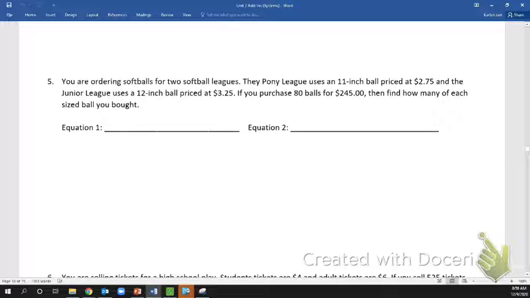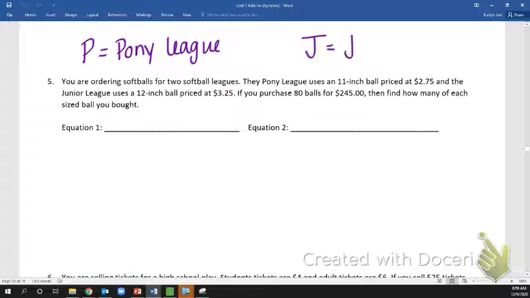So I need to know how many Pony League balls we need and how many Junior League softballs we need. So I'm going to use P for the Pony League. And I'm going to use J for the Junior League.